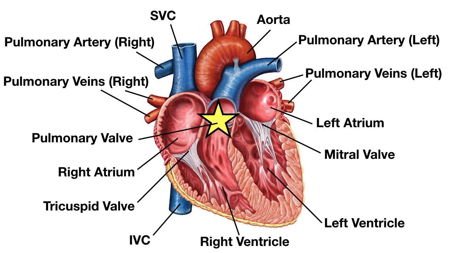The final valve is on the left side, located between the left ventricle and the aorta. So this is going to be the aortic valve. And the function of the aortic valve is to prevent the backflow of blood from the aorta to the left ventricle during diastole when the left ventricle is in a low pressure state, filling with blood from the left atrium.